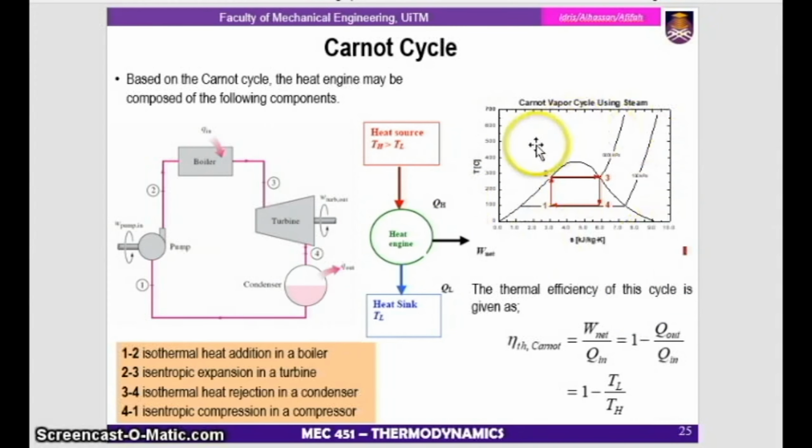This is a T-S diagram for the Carnot cycle. As you see in this diagram, based on the schematic diagram at the left, the process numbering here is an error. This is number 1, and process 1 to 2 is isentropic compression in the compressor or pump.